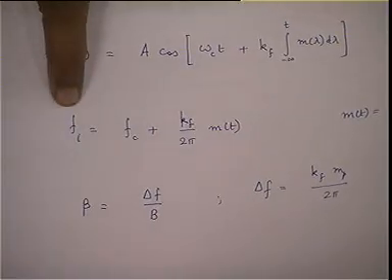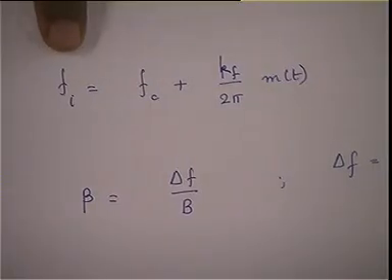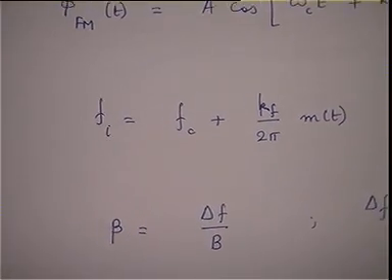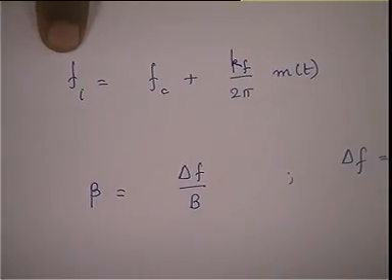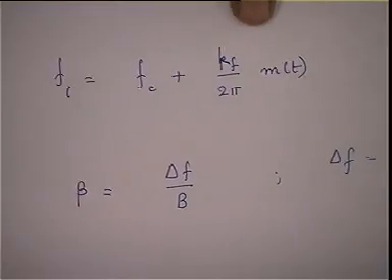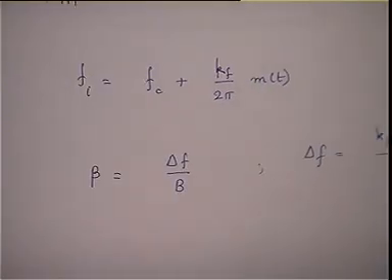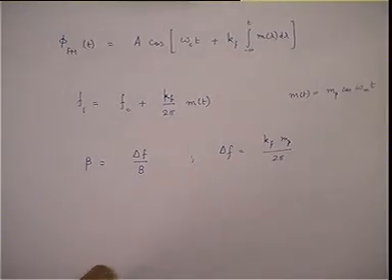Now this f_i is called the instantaneous frequency because the frequency of the carrier is changing in proportion to the message signal. So we talk about an instantaneous frequency, which is given by f_i, which is equal to f_c plus k_f by 2 pi times m(t). m(t) is your message signal, m(t) equal to Np cos(omega_m t).